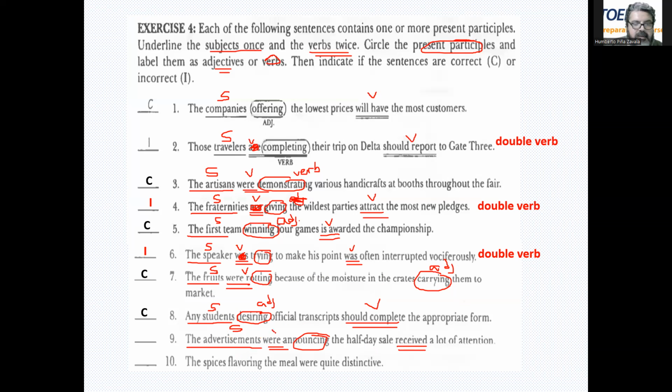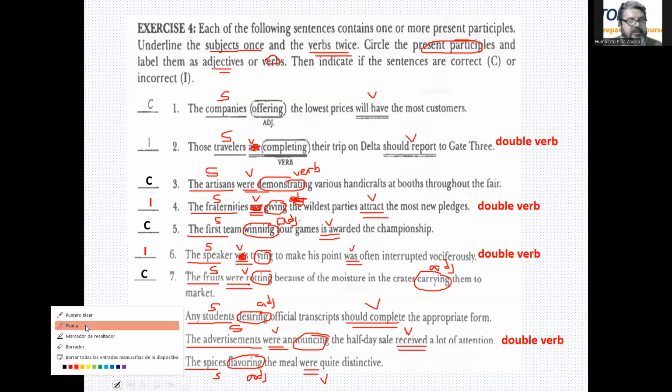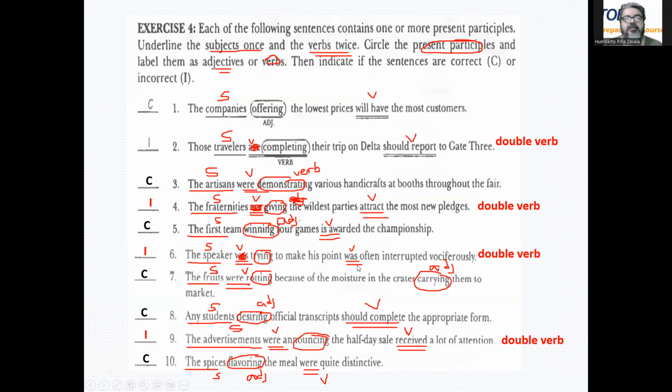So again, subject, we got a verb, we got another verb. You can see that that is the problem, right? It's incorrect because we have a double verb. And the spices flavoring the meal were quite distinctive. Right? So we got the subject, we got the verb, and we have this participle working as an adjective. So this is correct. And as you can see, it's very easy to confuse the present participle with the verb, especially when you are stressed out, nervous about your TOEFL exam.